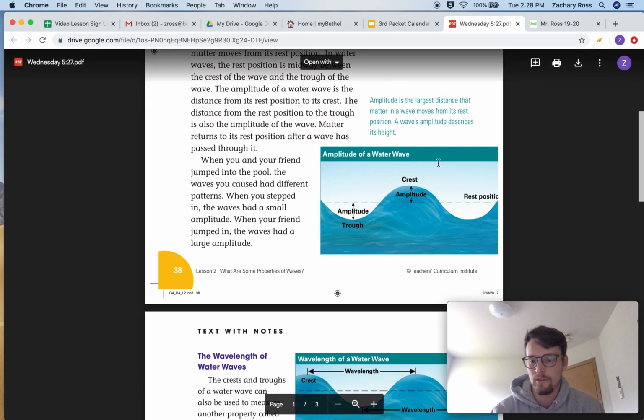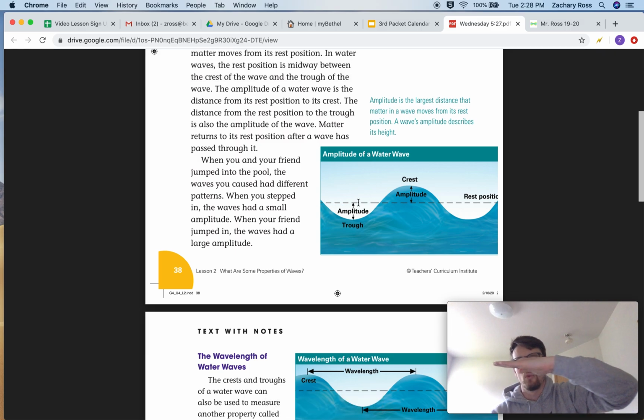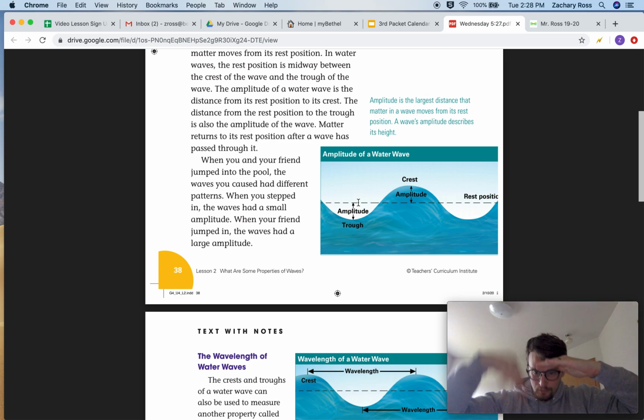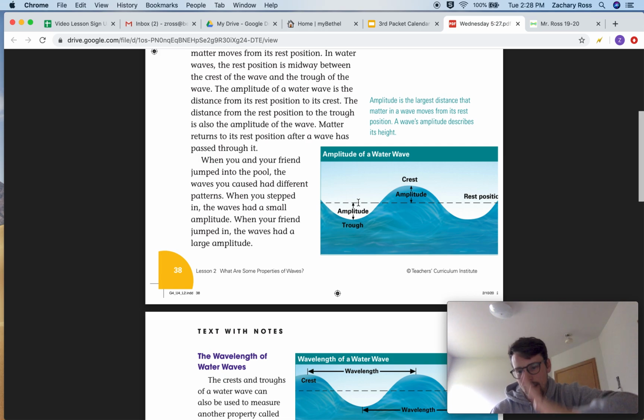So you can see right here on this picture, that dotted line is where the water will normally sit. And when a wave happens, like a splash, we have amplitude of it rising and going through its trough. So crest, trough, and it eventually slows down and goes back to its rest position.